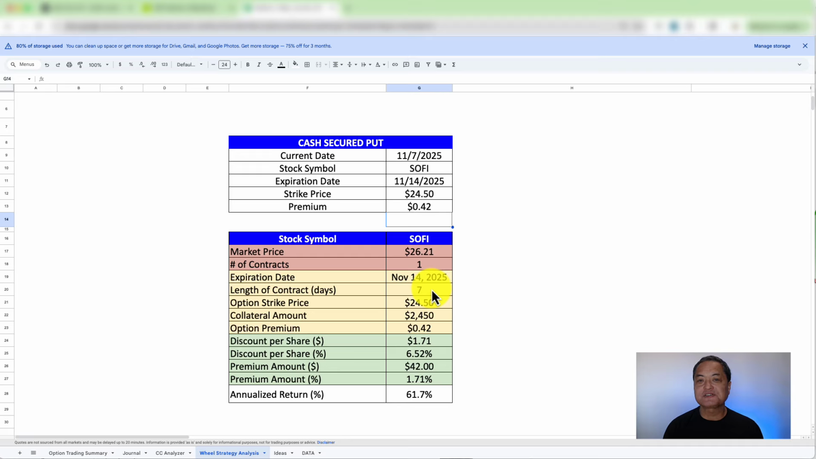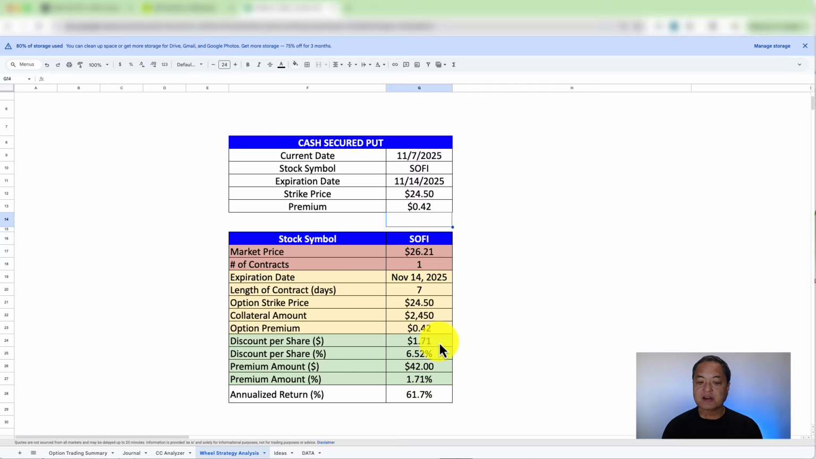Now out of that 7 days, 2 days are for the weekend, so those aren't actually trading days, but it is 7 calendar days. Now my strike price is $24.50, meaning that if the option contract does get exercised and I'm obligated to buy the shares when they get assigned to me, it means I need to reserve $2,450 as collateral in case the shares do get assigned to me. But in return, I'll receive an option premium of 42 cents per share.